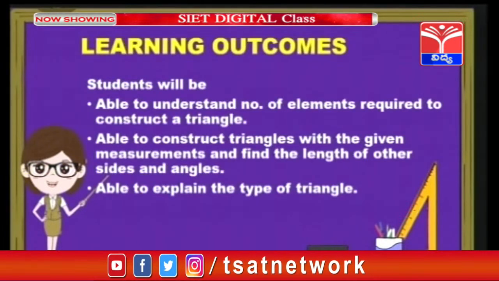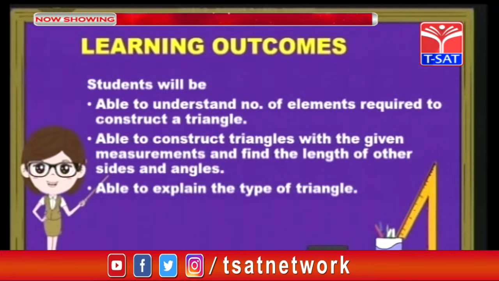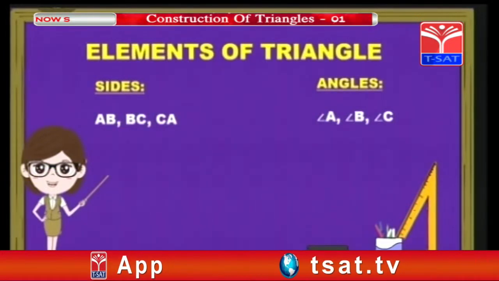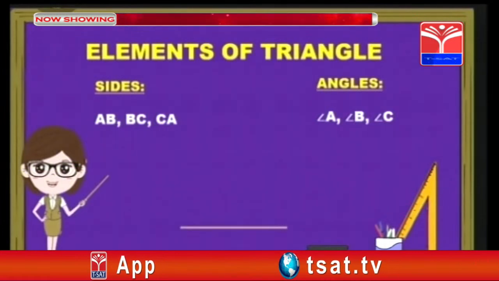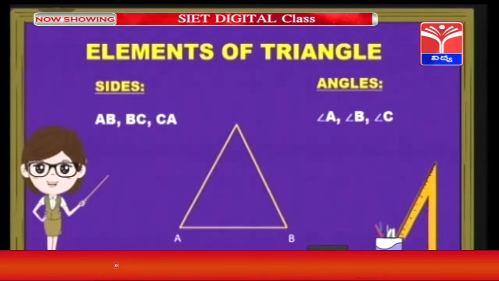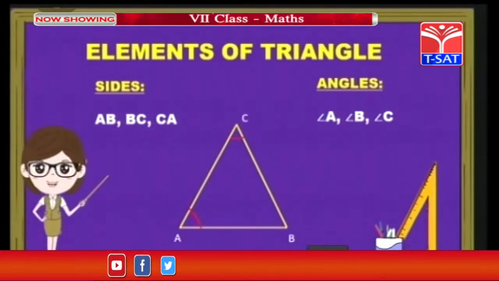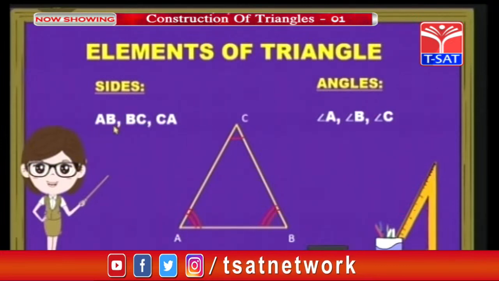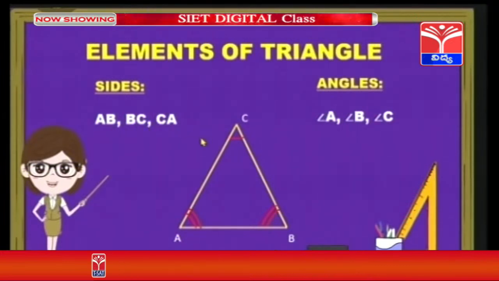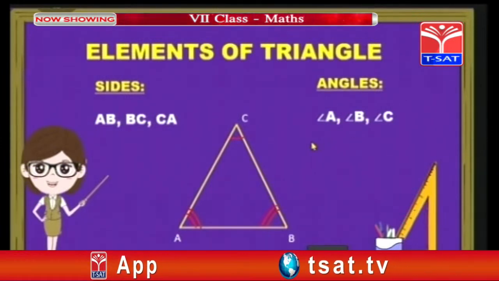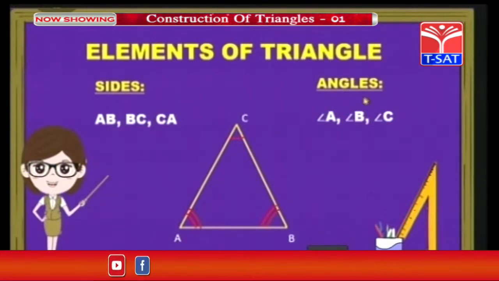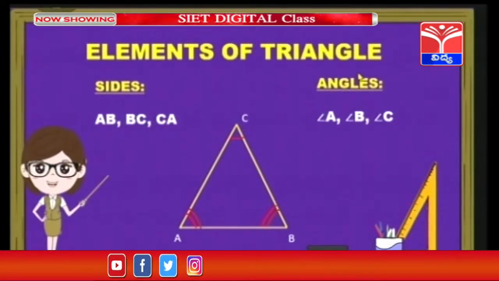Children, do you know how many elements are there in a triangle? There are 6 elements in a triangle. Let us see what those 6 elements are. Look here, this is a triangle ABC and you can clearly find AB, BC, CA as sides and angle A, angle B, angle C as angles. These 3 sides and 3 angles are called elements of a triangle.